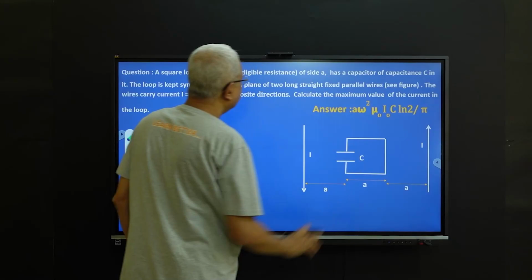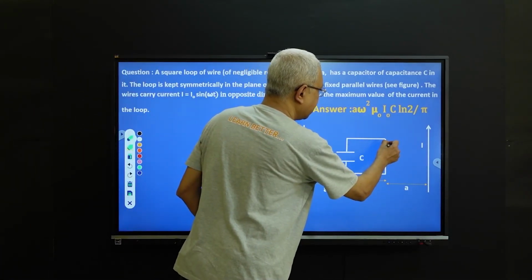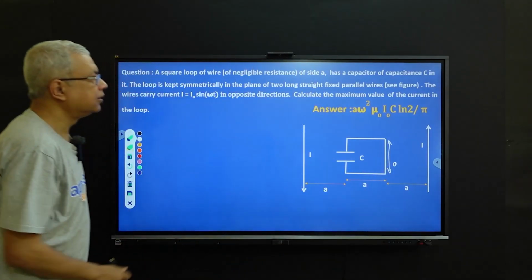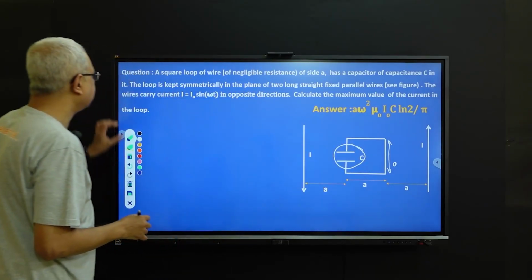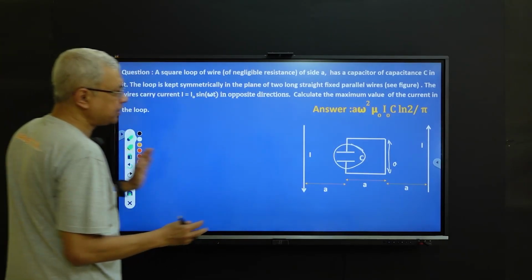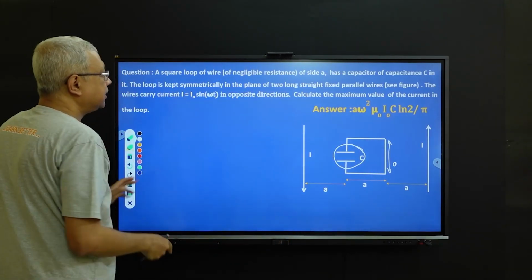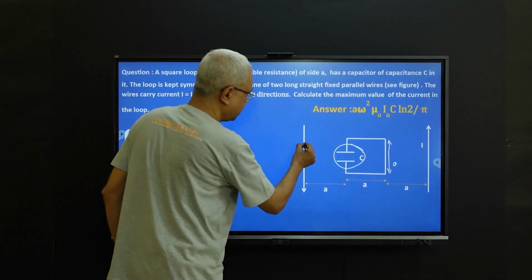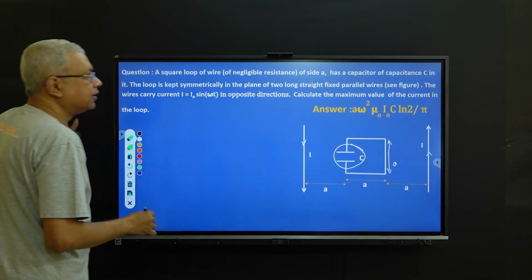The wires are of negligible resistance. Side length of the wire is A. All sides are A. It has a capacitor C in the loop. The loop is kept symmetrically in the plane of two straight parallel wires. This is one wire, this is another wire. They are parallel to each other.